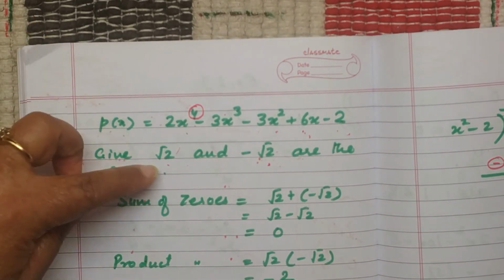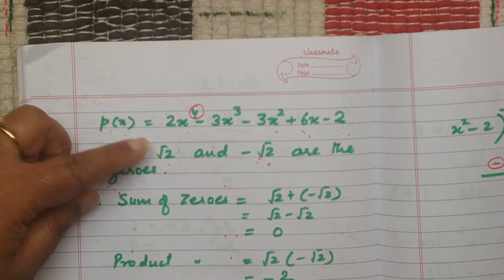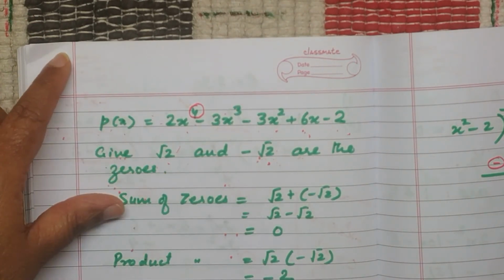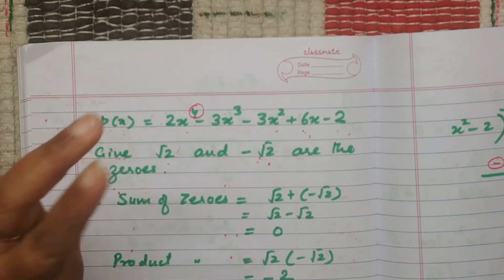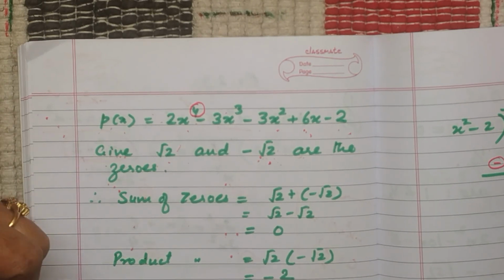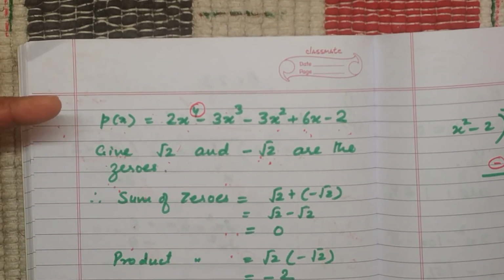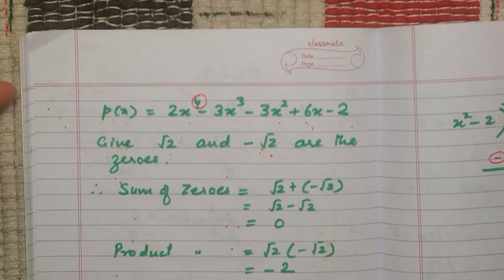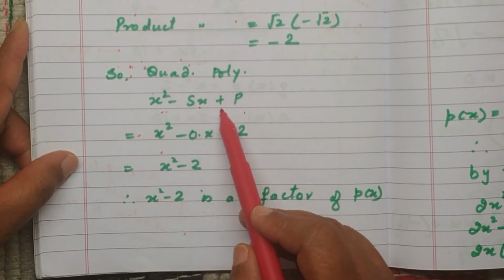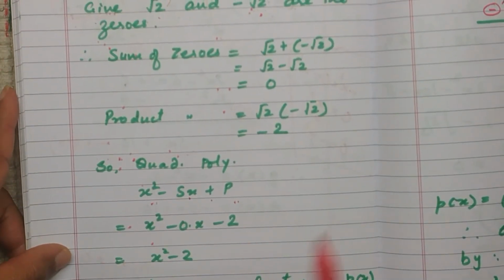We remember, if root 2 is a zero, what will be the factor? x minus root 2 will be the factor. And if minus root 2 is a zero, x plus root 2 will be the factor. If we multiply, we will get a quadratic polynomial. You remember k into (x minus alpha) into (x minus beta). We learned yesterday in the video how to write a quadratic polynomial directly using the formula. The formula was x square minus sx plus p, that is, x square minus sum of zeros into x plus product. So we will use this formula.